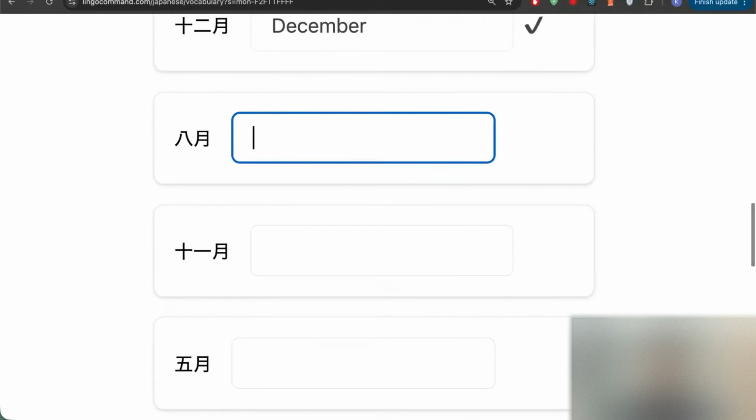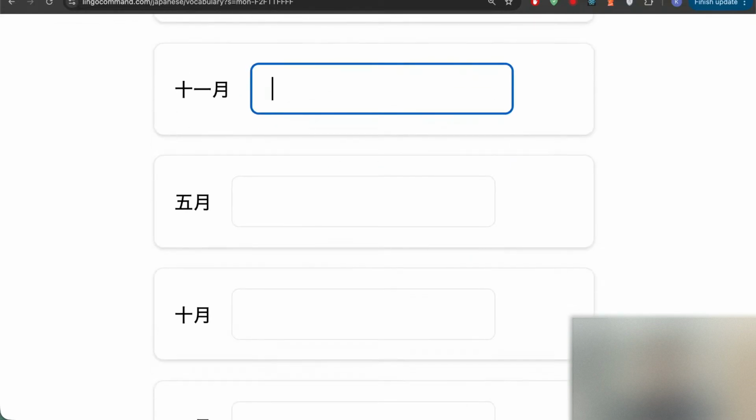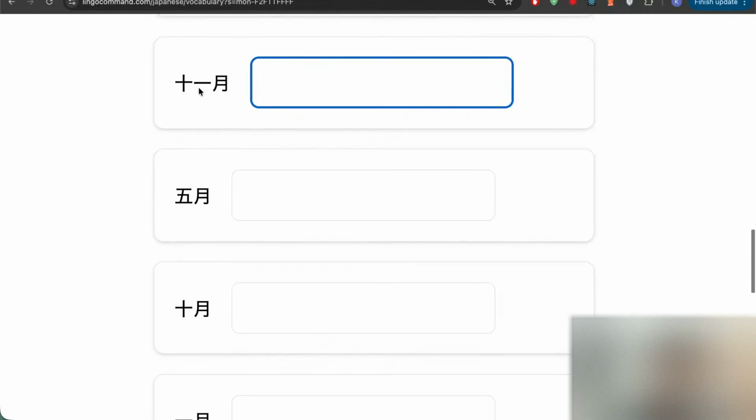This is Hachigatsu. That's 8th month of the year. August. Here we've got that same kanji again, right? That's 10, and then to the right of it is one horizontal stroke. So we know this is ichi, which is 1. So this is the 11th month of the year, so that's going to be November.